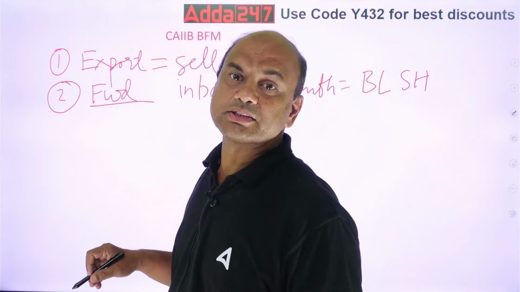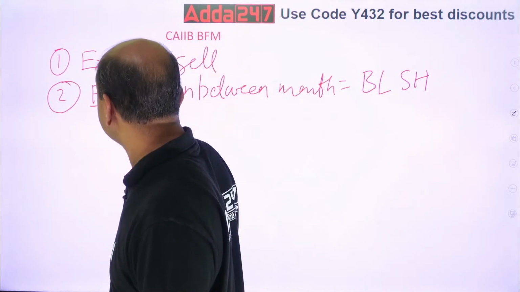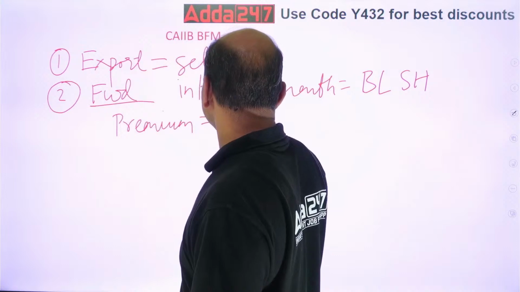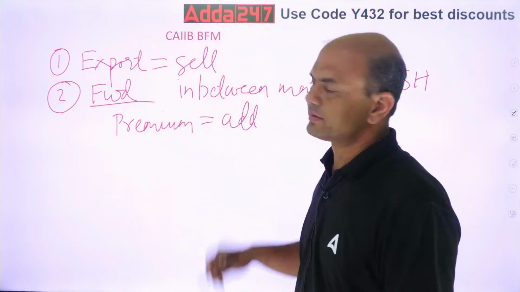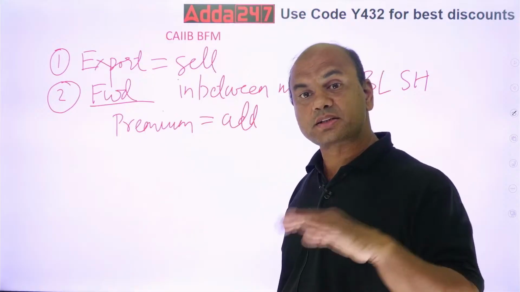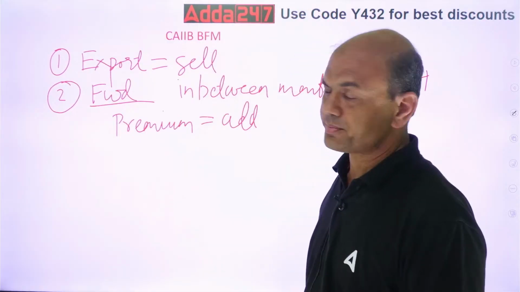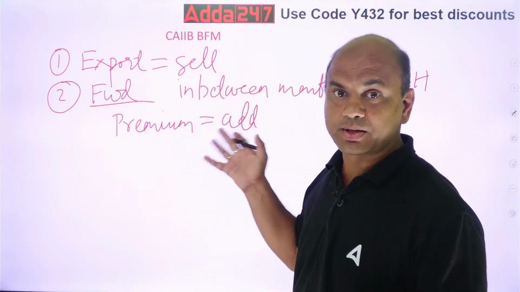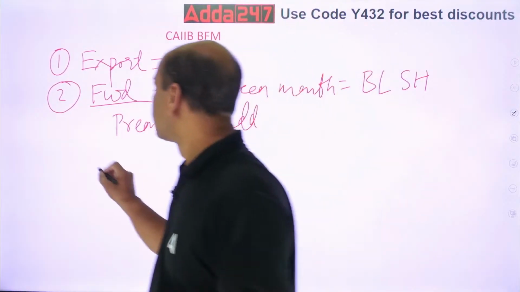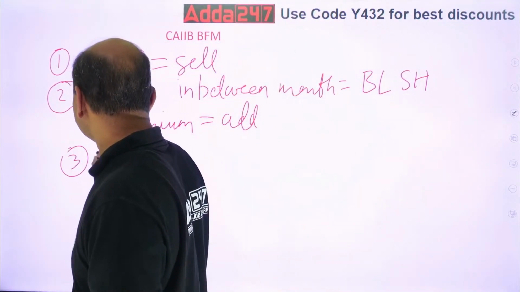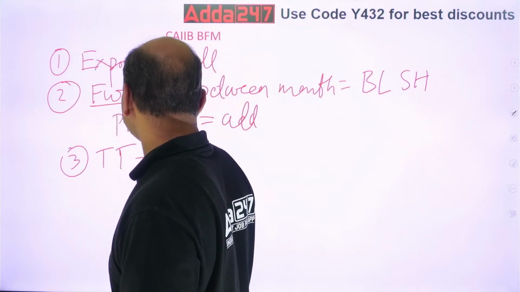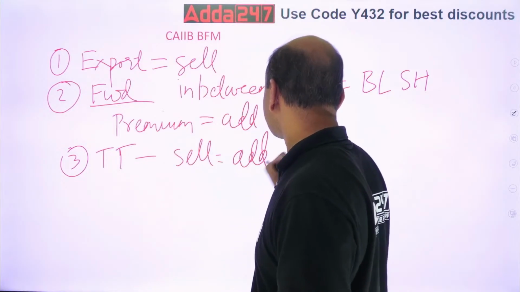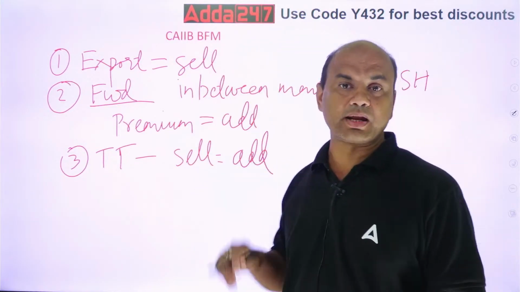Number 3, also under forward points: if your currency is in premium, then add the forward margin. If your currency is in discount, then subtract. How is it in premium? It will be in premium if the right side is bigger. That I told you. TT margin: whenever you are selling, you should always add. Whenever you are buying, you should always subtract.